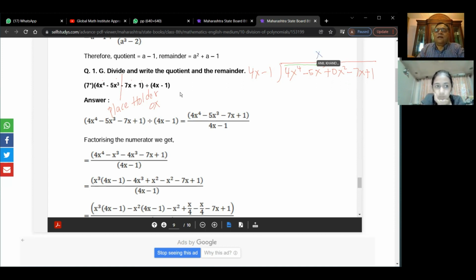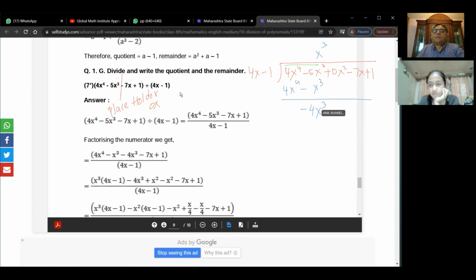4x cube. X cube will go, because 4 and 4 is already there, right? So multiply x cube, you get 4x to the power of 4 minus x cube. So when you take away, what do you get? Minus 5 minus of minus 1 will give me minus 4x cube, right?